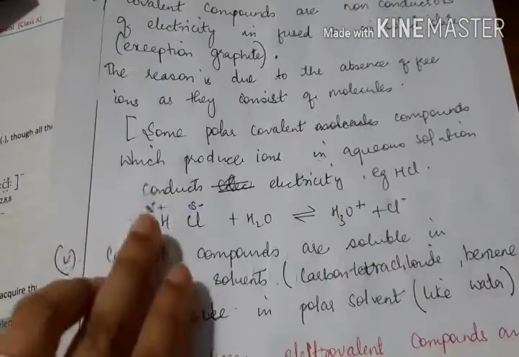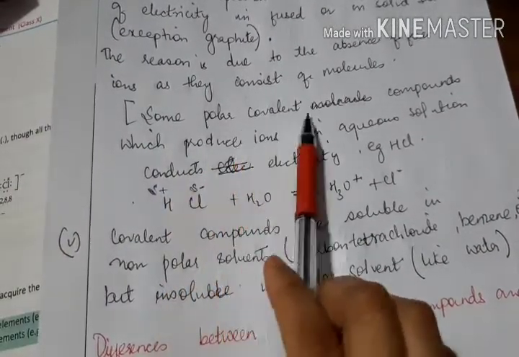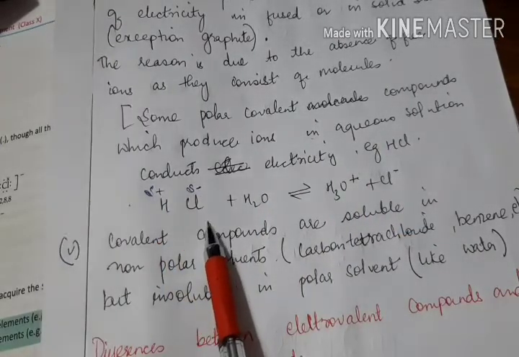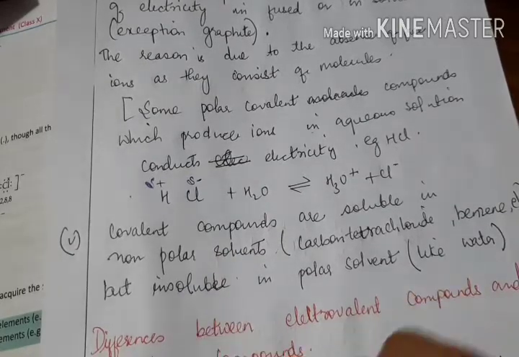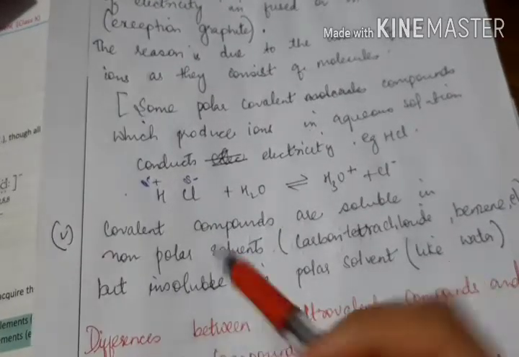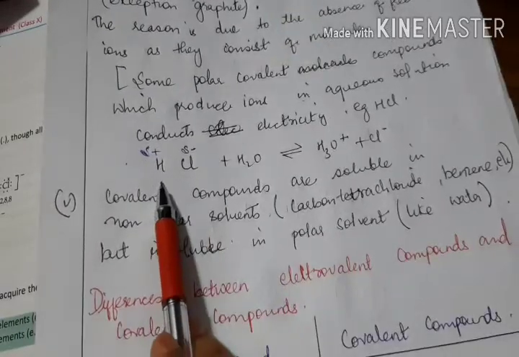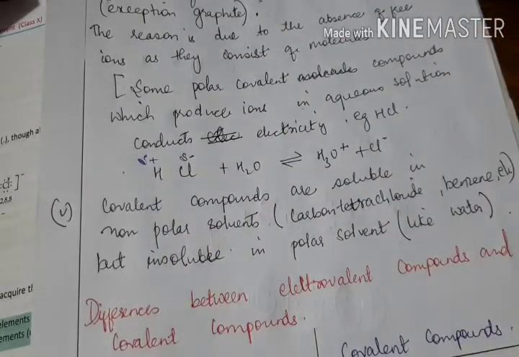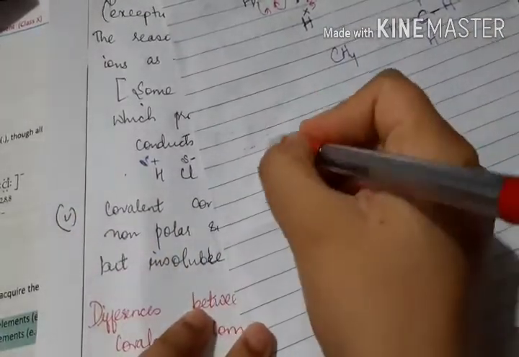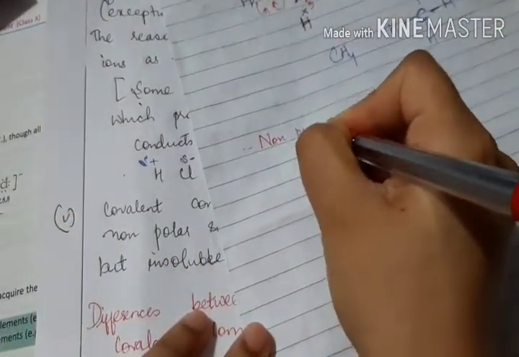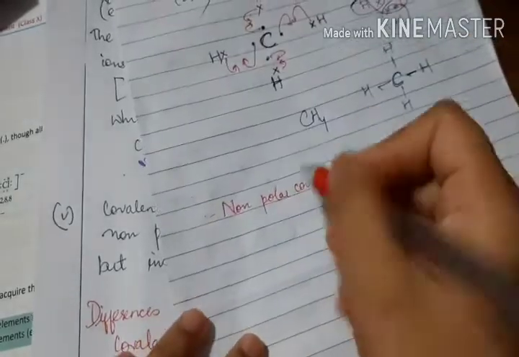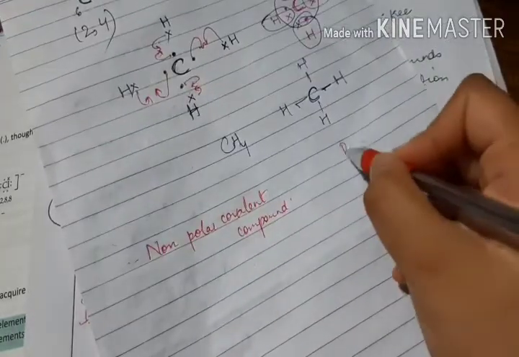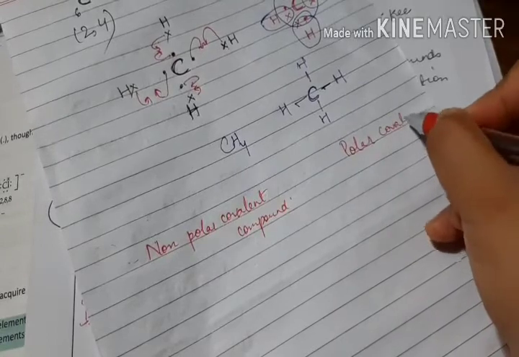Then in this connection, some polar covalent compounds produce ions in aqueous solution. There are some covalent compounds which, in presence of water, in aqueous solution, can conduct electricity, because they will form ions, like for example HCl. For this one you need to know one thing: covalent compounds are of two types. There can be non-polar covalent compounds, and another one is polar covalent compounds.